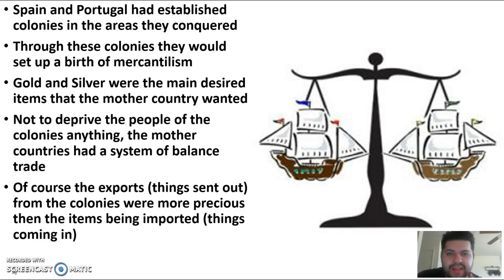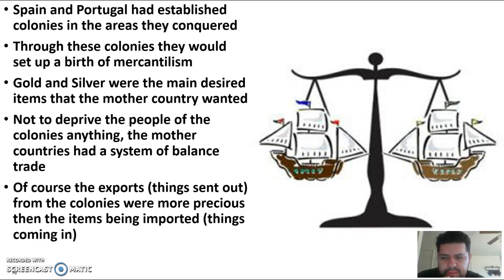Now, here's the thing. Each country, Spain and Portugal, they wanted to set up colonies because with colonies you can have a base and then bring in goods and then send them off. So basically, they were setting up bases in the areas they conquered. Now, through these colonies, they would set up the birth of mercantilism. Gold and silver were the top thing. Those were the most desired items because they were very, very valuable back then.